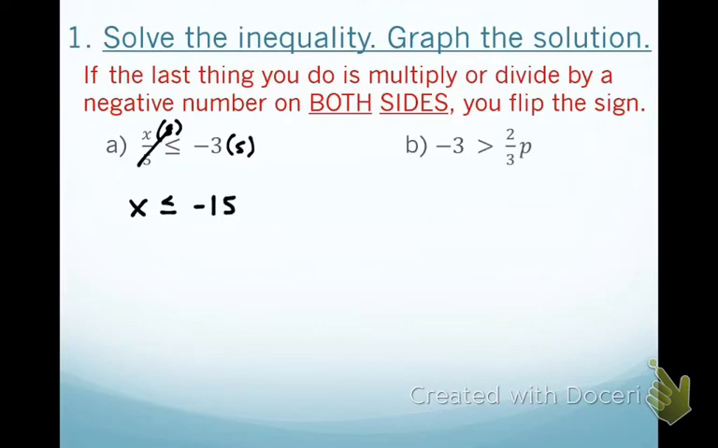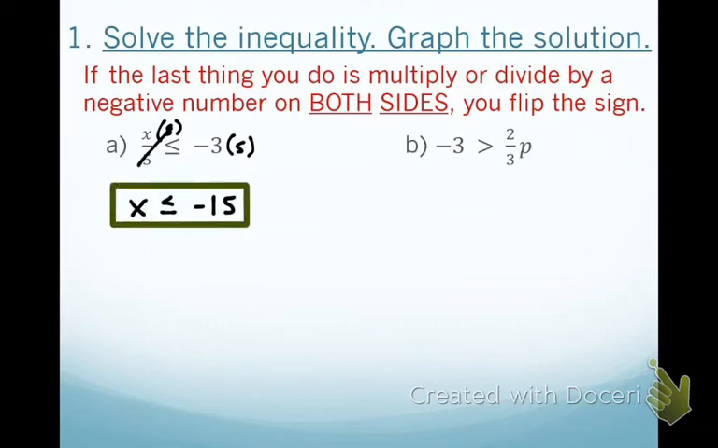Now my question to you is, did I, as the last step I did, multiply by a negative number on both sides? Yes or no? No. I multiplied by a positive 5 on both sides. Although there was a negative that I multiplied by over here, I did not multiply by a negative on the left side. So do I need to flip the sign? No. I will only flip the sign if I multiply or divide by a negative number on both sides. So I am going to keep my answer just like this.